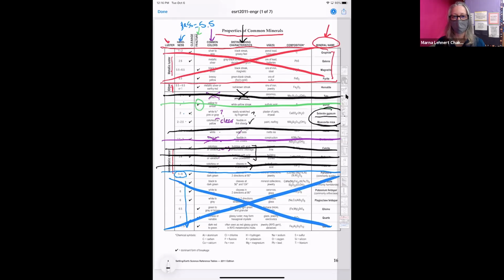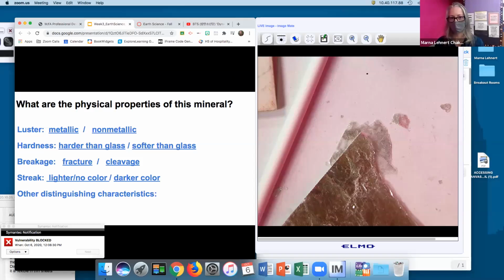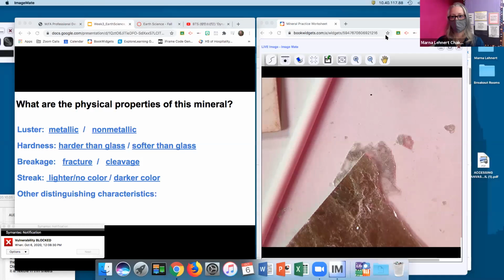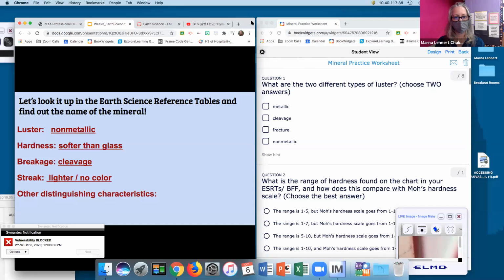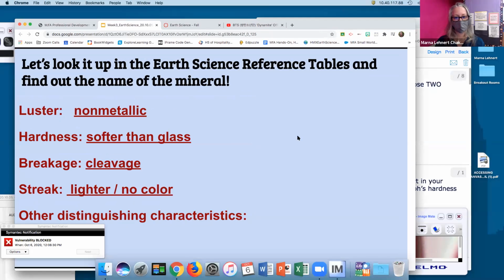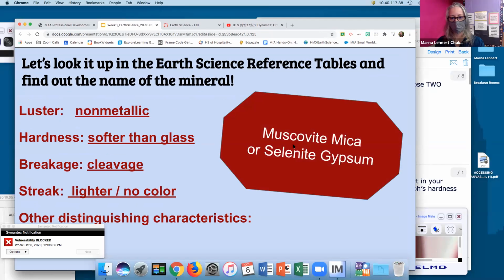All right, so let's try practicing this, okay? And the way we're gonna practice this is, too many windows, here we go. We are going to, here we go. So I said either muscovite mica or gypsum.